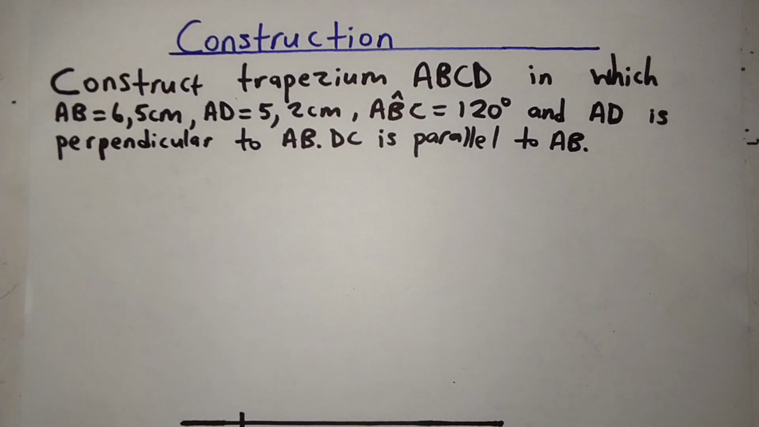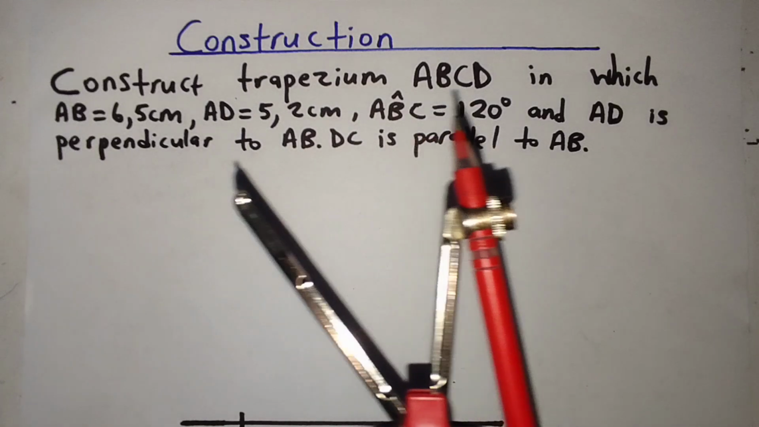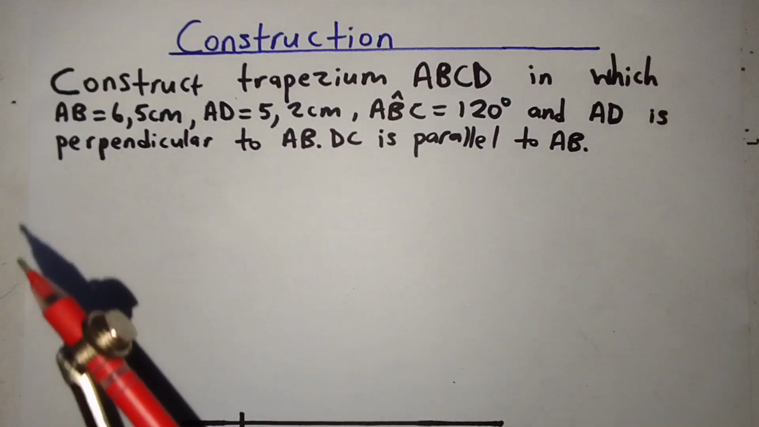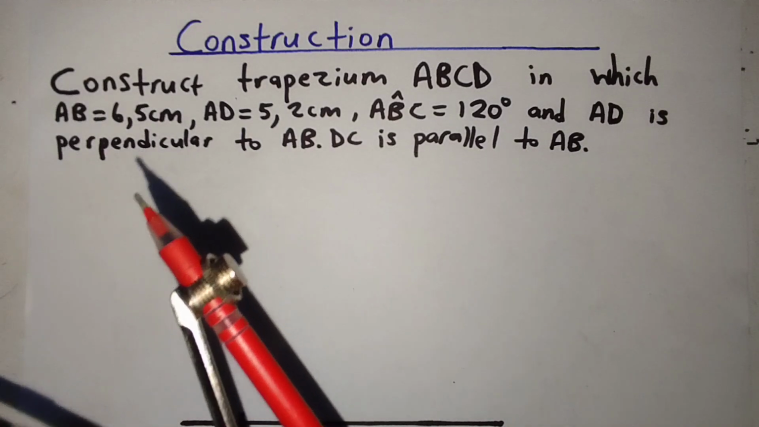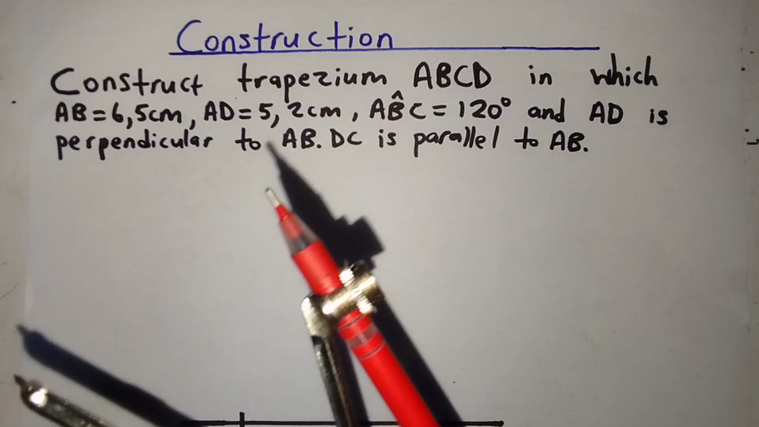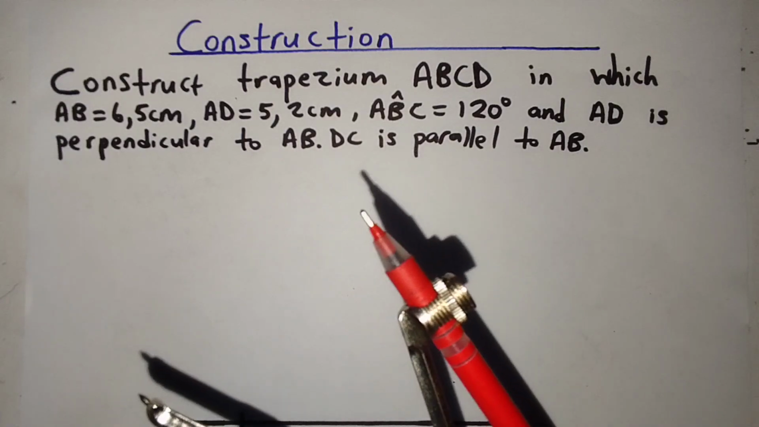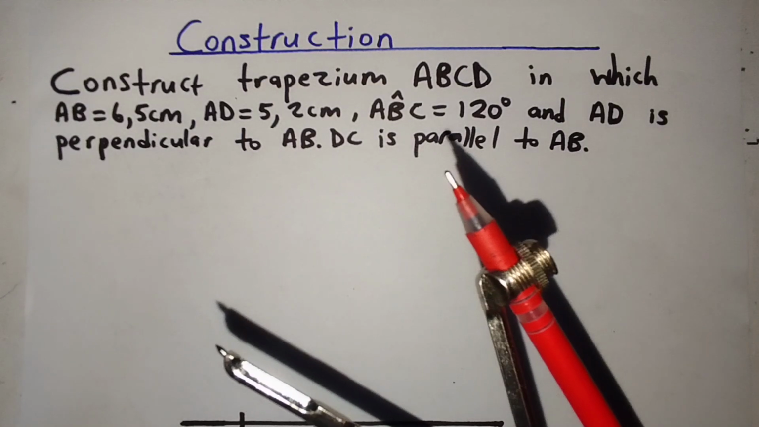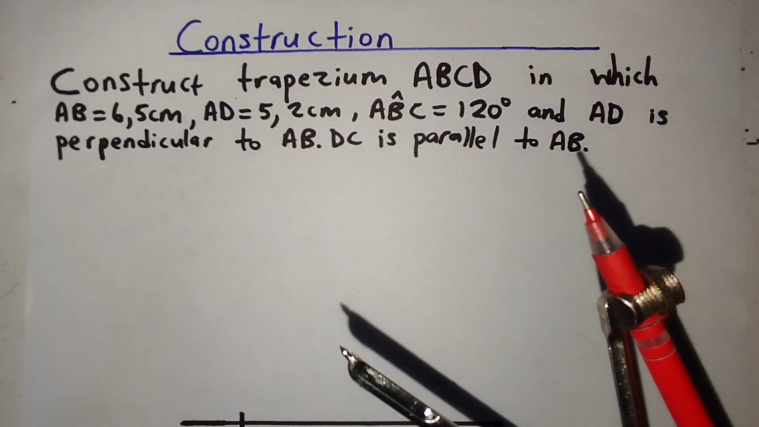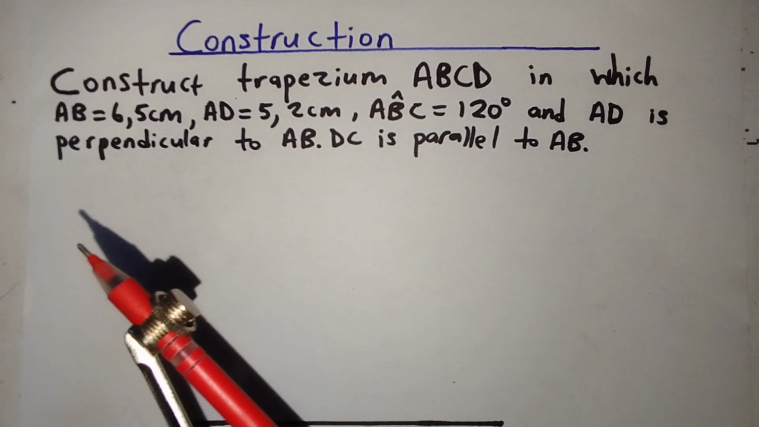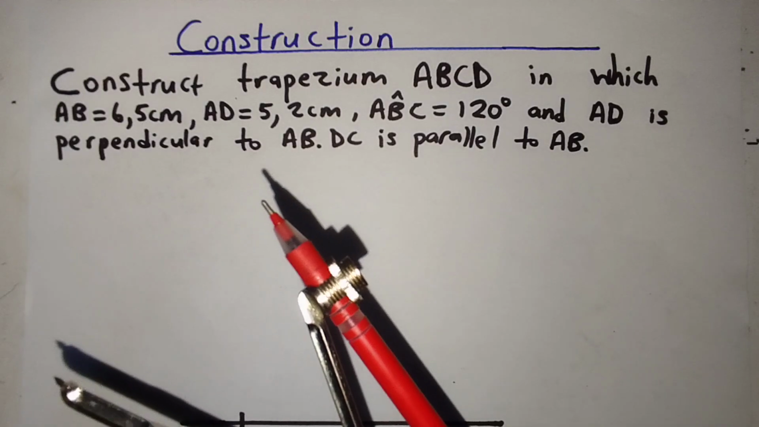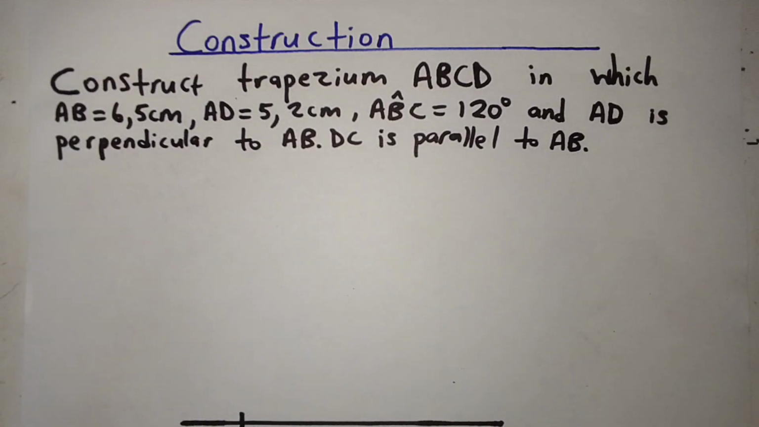In this video, I want to construct a trapezium ABCD in which AB equals 6,5 centimeters, AD equals 5,2 centimeters, and angle ABC equals 120 degrees, and the side AD is perpendicular to AB. DC is parallel to AB.